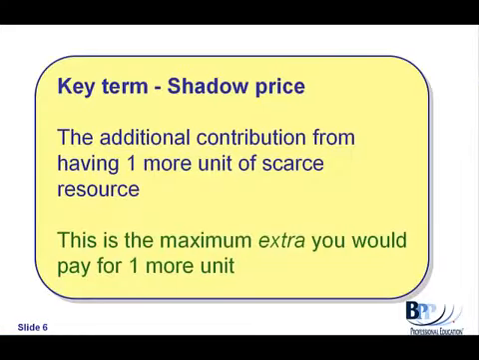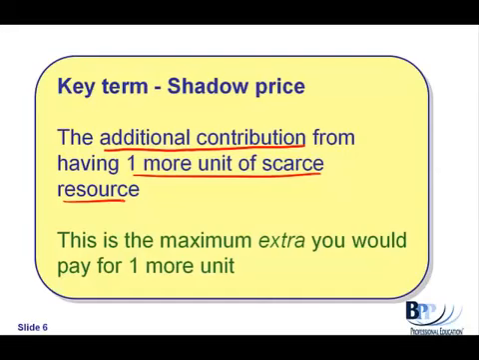Okay, so if we have a quick look at the key things there from section 3, shadow price. It's the additional contribution from one more unit of your scarce resource, that limiting factor. So it's not if you had enough to make one more whole unit of production, if you had one more hour, one more kilo, how much extra contribution would that generate?